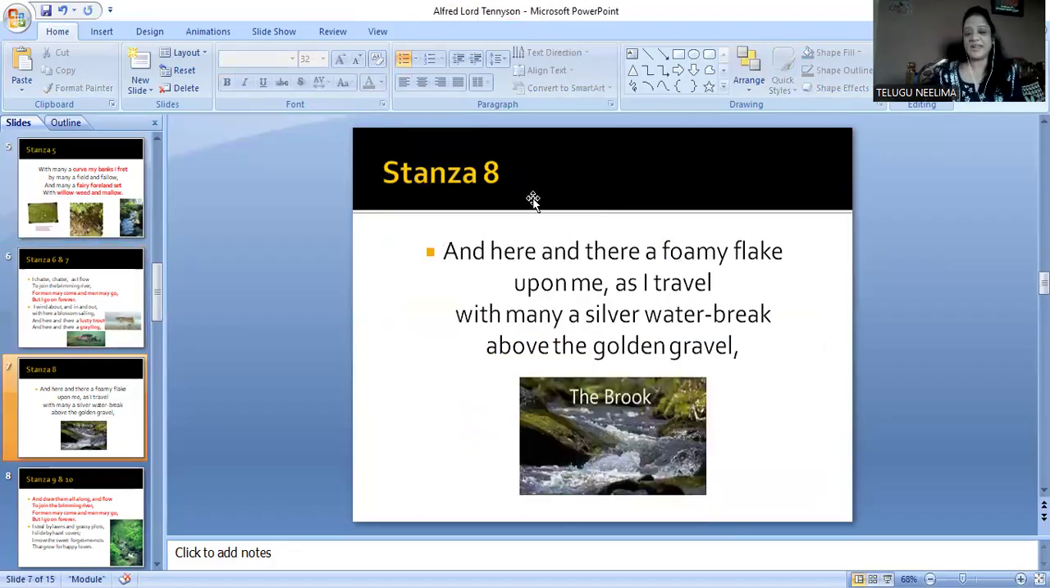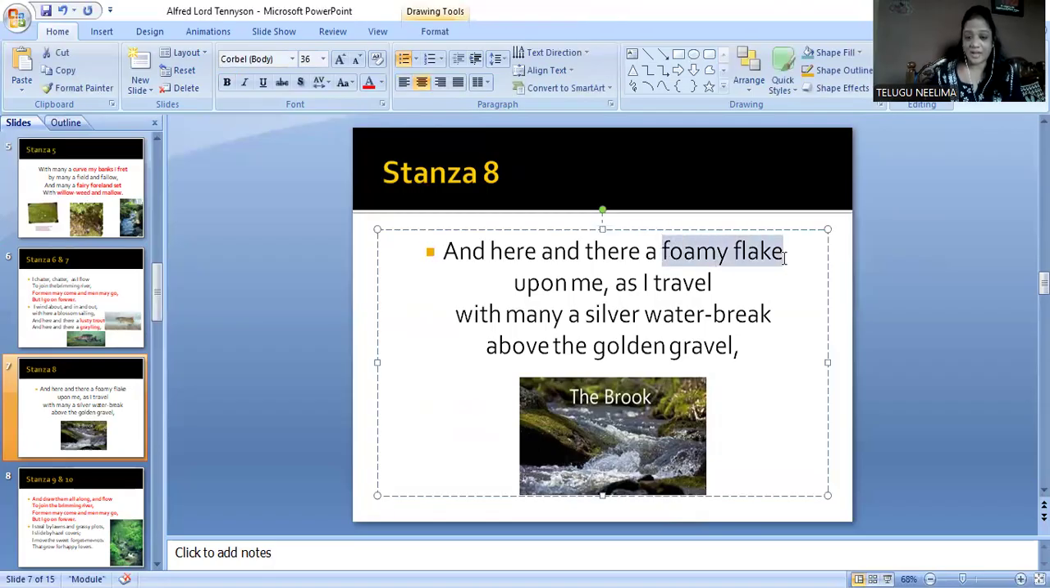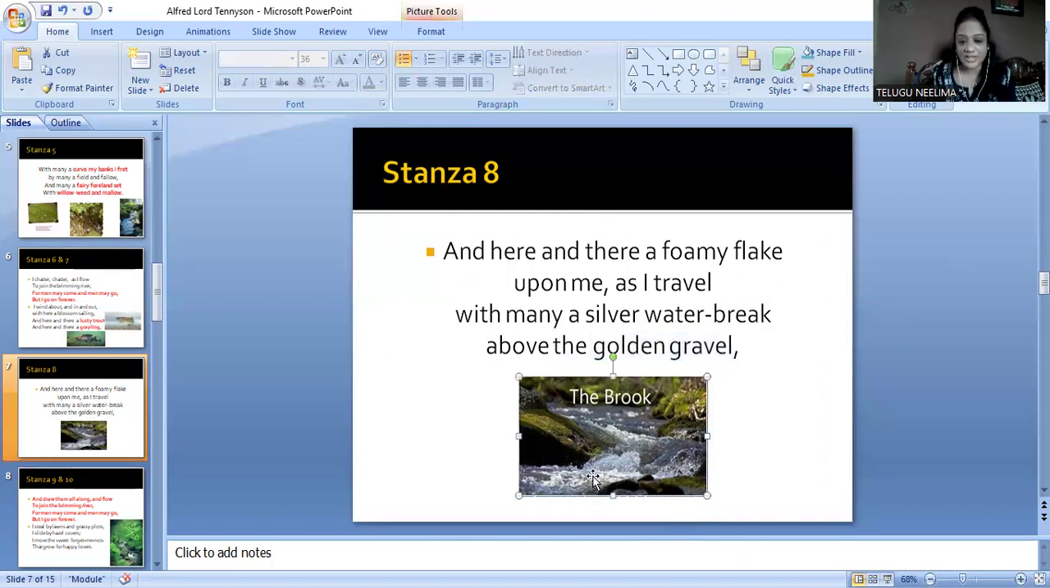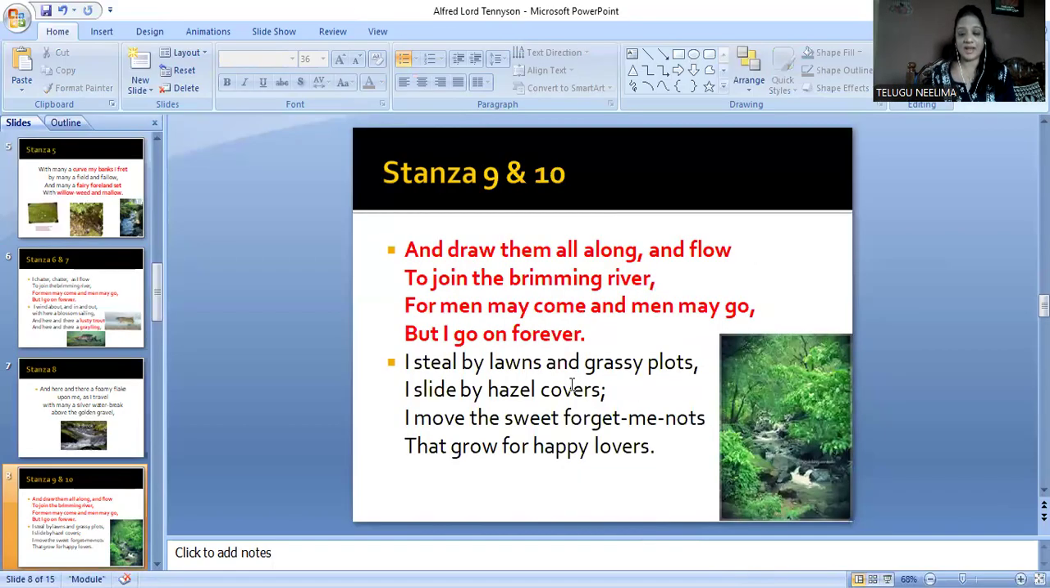And stanza 8, here you can see the picture. Sometimes I'll be like a foamy flake, and sometimes I'll be like a silver water break above the golden gravel. Now here it is clear that sometimes the shape of the water will be like this. Look at this picture. You can see some foam on the water, and it says that sometimes I'll be like these foamy flakes when I travel. Okay. And stanza 9 again: and draw them all along and flow to join the brimming river.